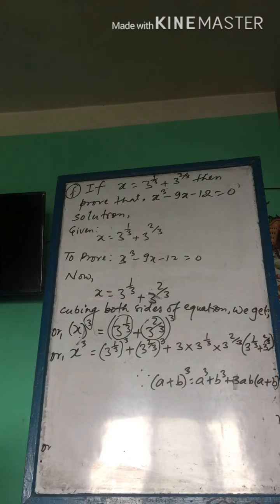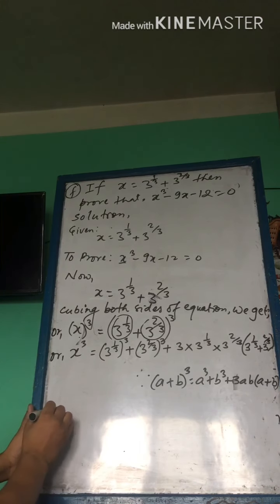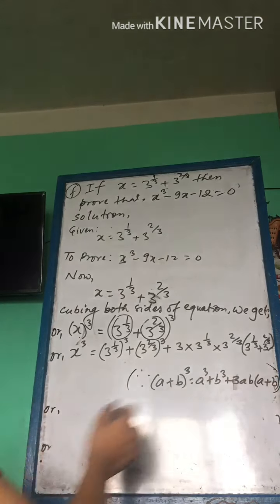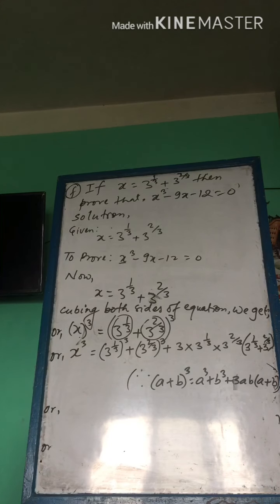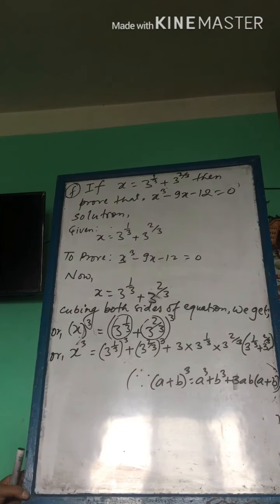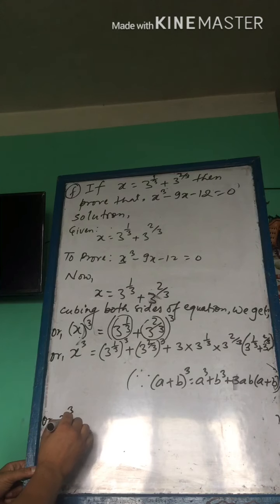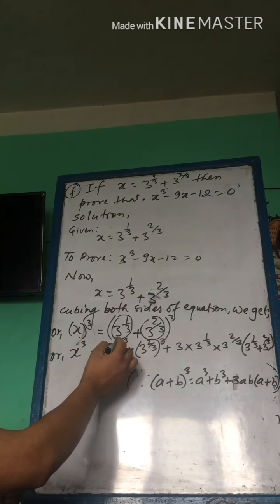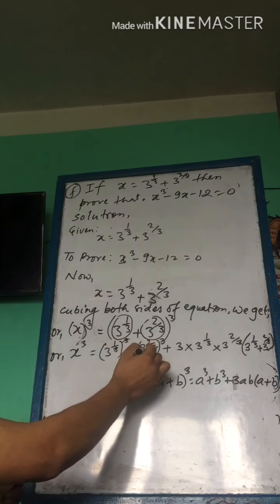Let me do it. You know this formula. Now let us do it. x cube as it is equals, now this power has a power, so the powers will be multiplied, so that they will be cancelled. Here also this will be cancelled.